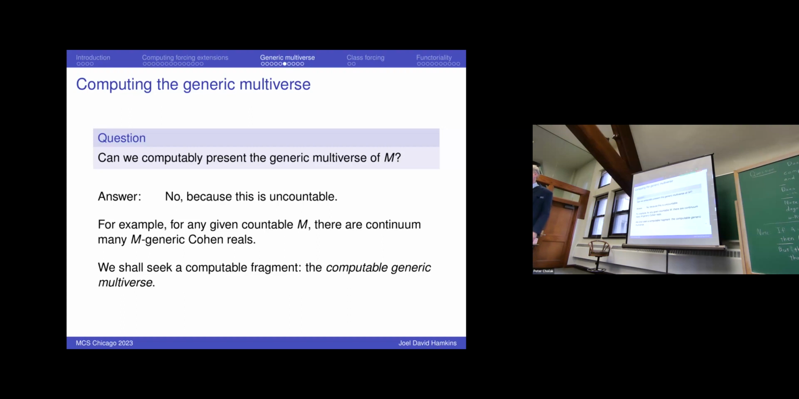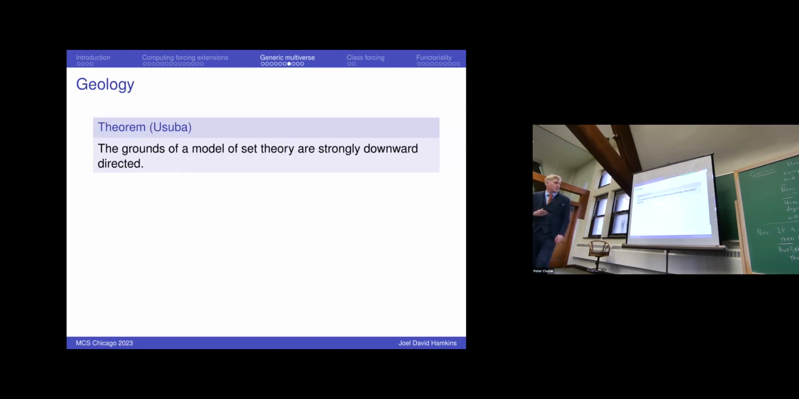Yes, that's true. Well, the set of forcing extensions is closed, because the dense sets is a closed property, and then you're iterating in omega, so it's going to be. Okay, I want to do it computably though, so I'm going to take a computable fragment, the computable generic multiverse.